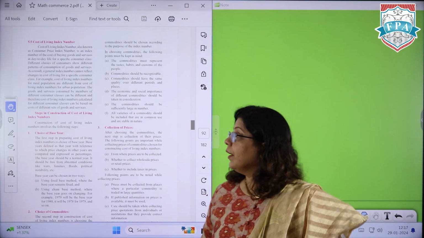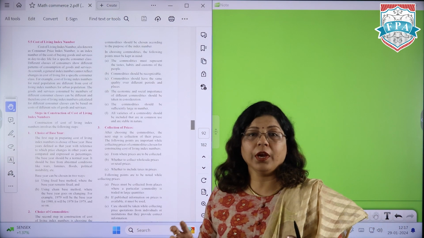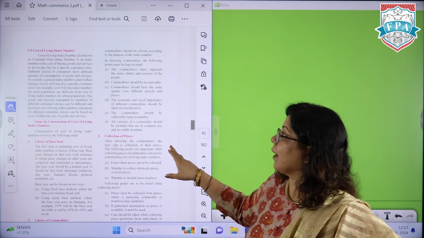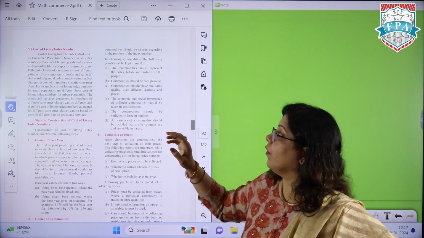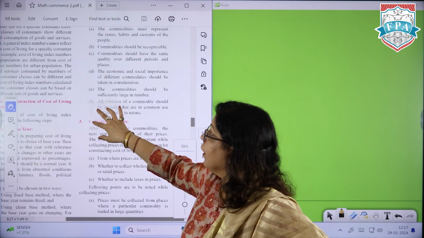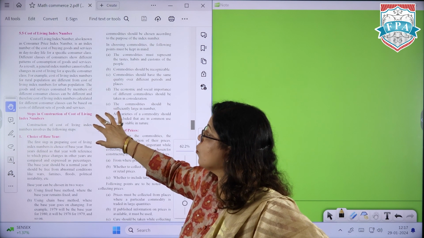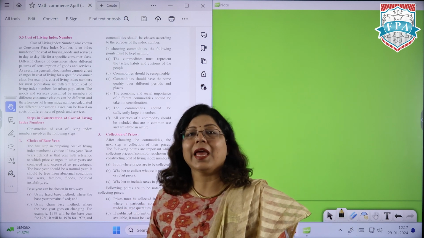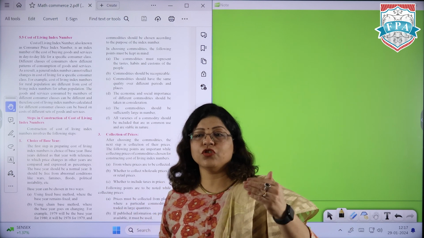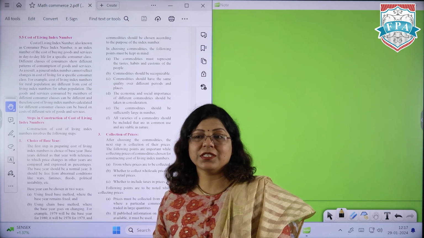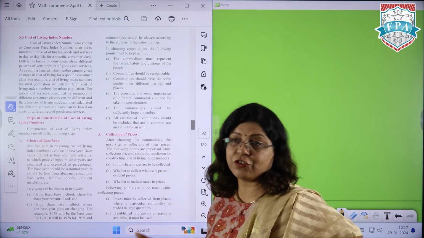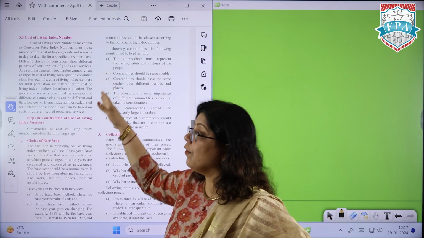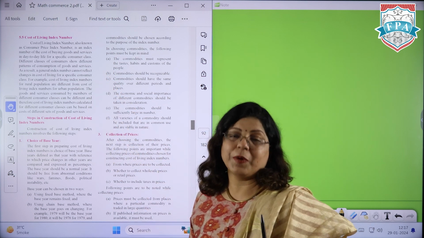Now we are moving to another very important aspect of index numbers: calculating the cost of living index number. The cost of living index number, also known as the consumer price index number, basically helps in calculating how much is the increase or inflation rate, you can say, in terms of the living style or living cost of a person.